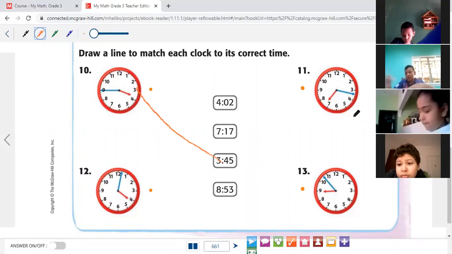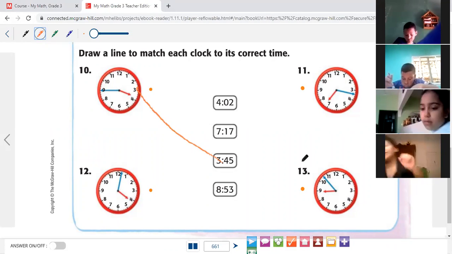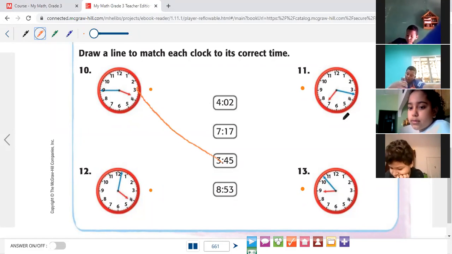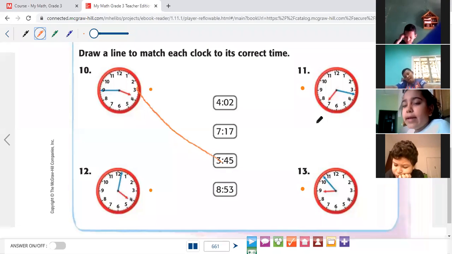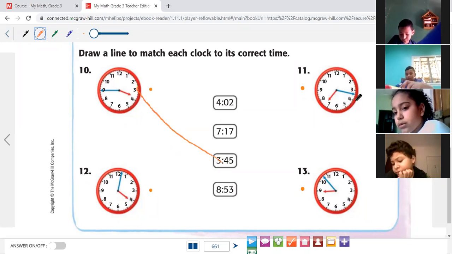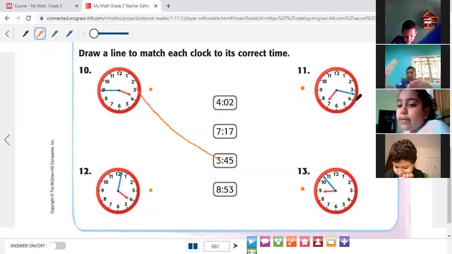Okay, now I need Marisa to help me. Marisa, can you please help me with number 11? What time is it on number 11? Let me help you a little bit. Remember that the little lines in between the numbers are 1 minute, okay? So what time do you think is on number 11, Marisa? 7. Yes, count. Look at your book. It's easier if you look. 7. Yes, great job, Marisa.